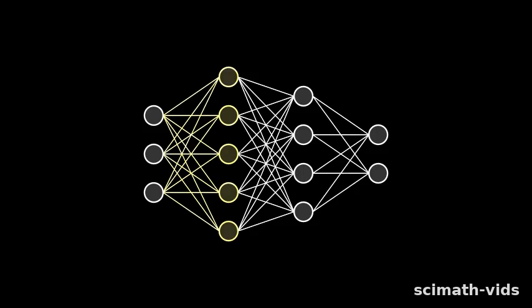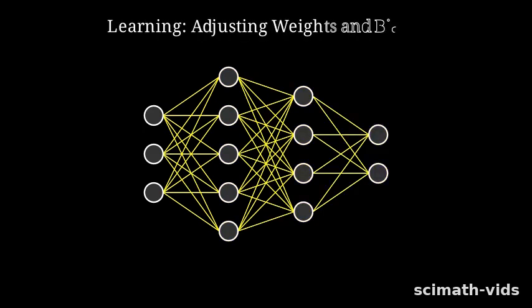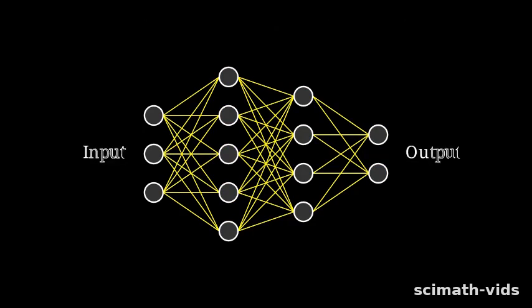Information flows forward through this network, from the input layer, through the hidden layers, and finally to the output. By adjusting weights and biases, the network learns to map inputs to desired outputs.